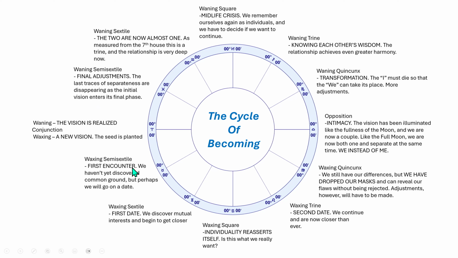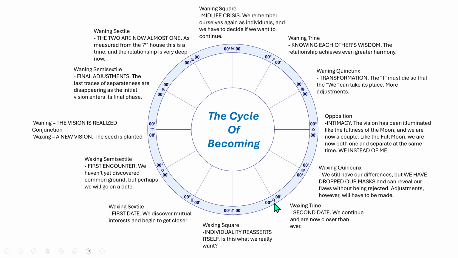That's when we see this person across a crowded room, and we wonder if they're the one. In the new vision, this vision we had for this beautiful relationship we'd like. And then we see a possibility, but we haven't gone on the first date yet. At the sextile, the waxing sextile, that represents the first date where we discover mutual interests and we begin to get closer. But then we come to the waxing square, 90 degrees. That's where individuality reasserts itself again. And we can have second thoughts. Do we really want to go ahead with this relationship?